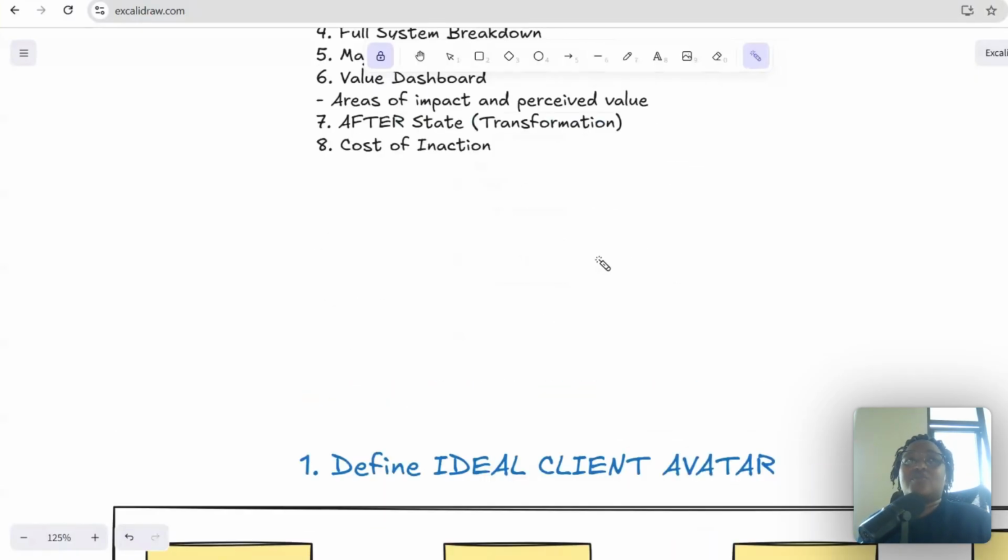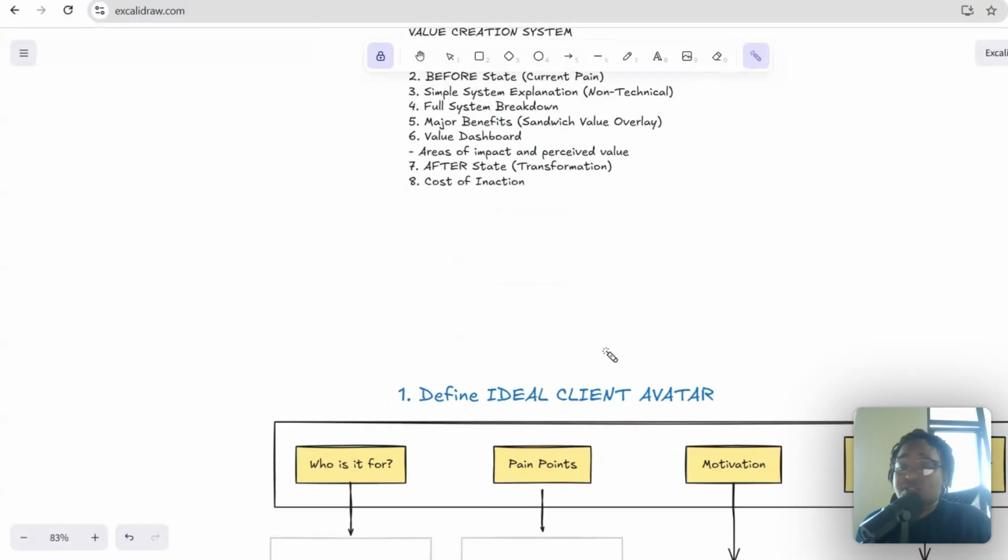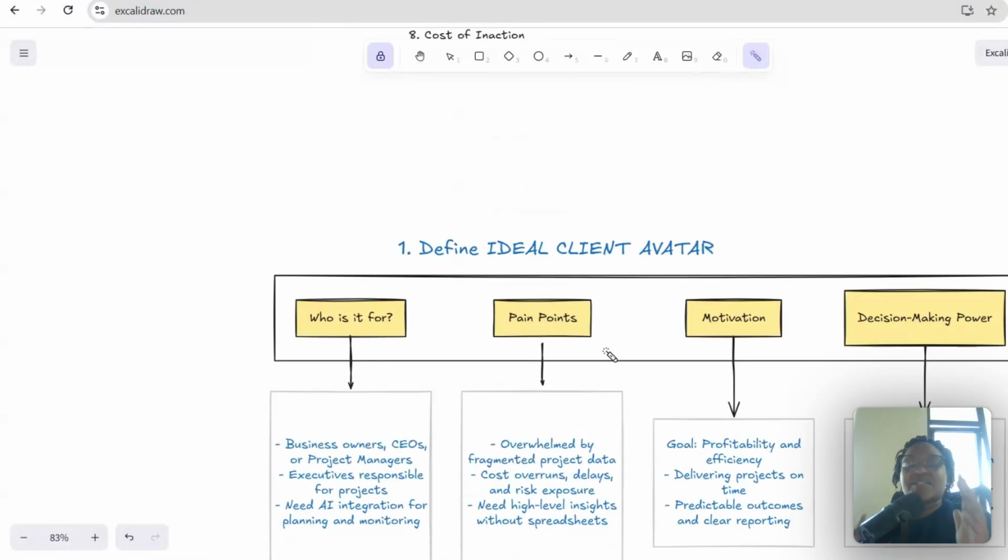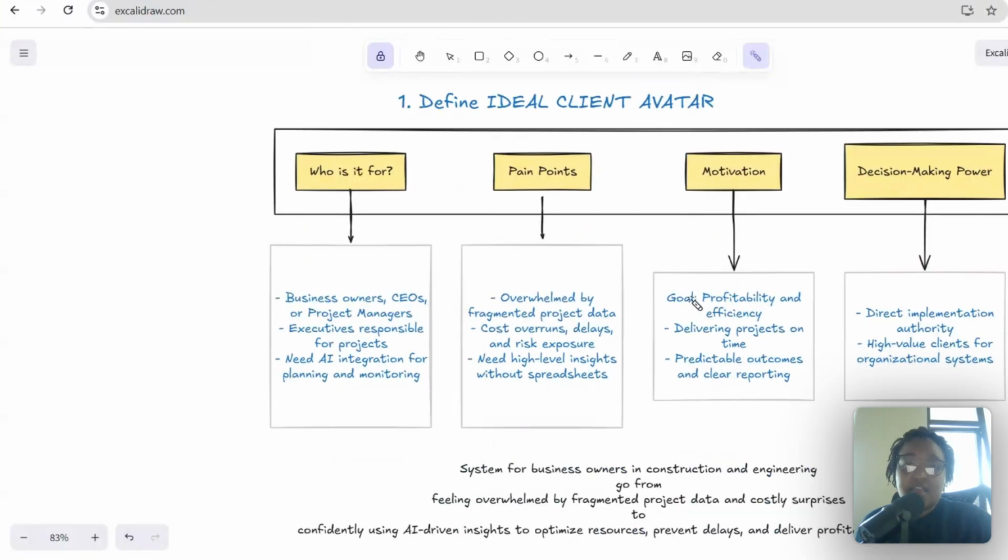So we are going to work with a construction point of view case study for today. So now the first important step in value creation is defining who my ideal client avatar is. I know perhaps you've heard this term a lot. It's still the same term, it's still the same application for this kind of service. So first of all is defining, yes, this system, who is it for? Who is my client?